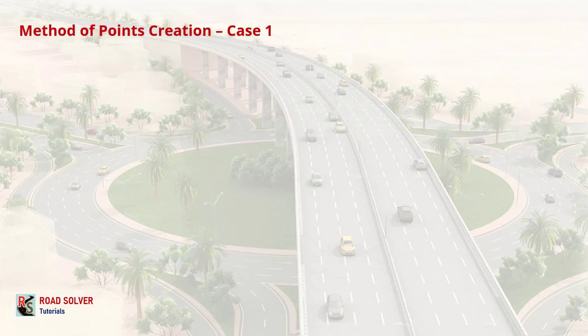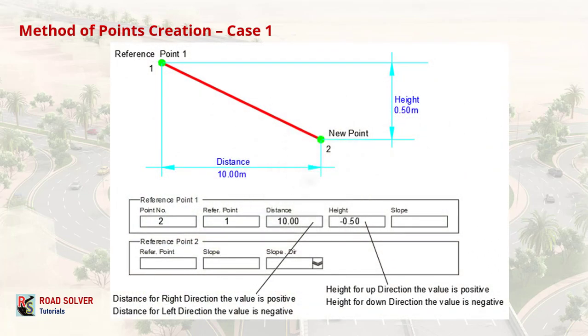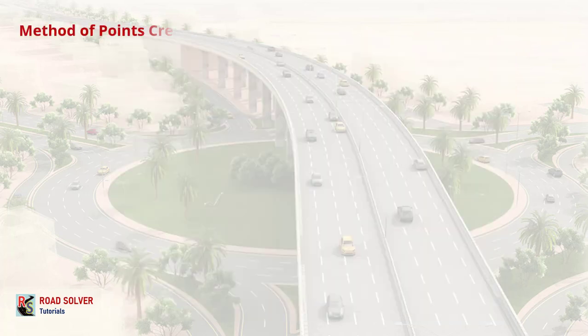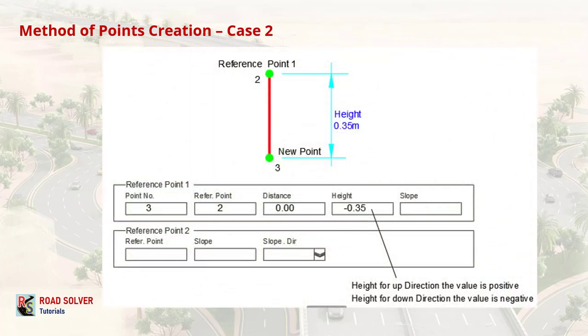Now we will see the method of creation, that is how the point will be created. The first case is a reference point with distance and height. If you go in the right direction, the distance value will be positive. If you go in the left direction, the value will be negative. Same for the height: if you want to go up, it will be positive. If you go down, it will be negative. This is one method. Another one, case 2, is the same, where the height will be minus.